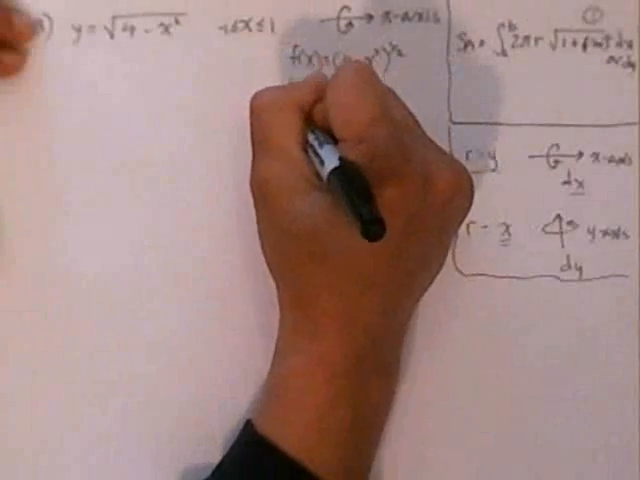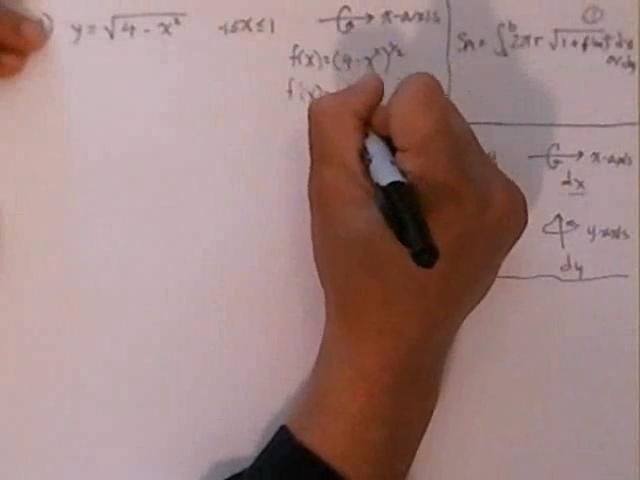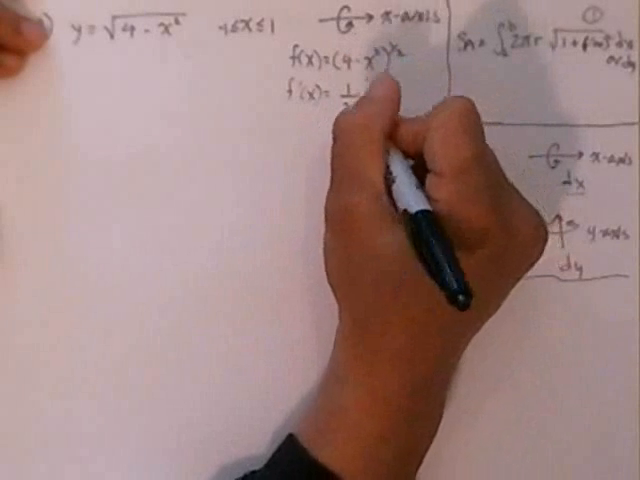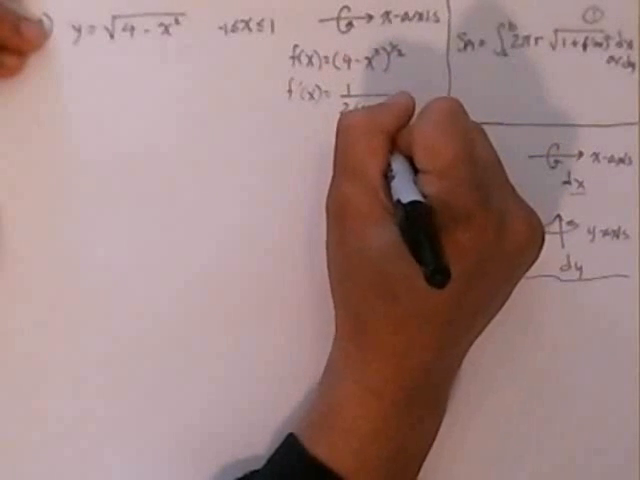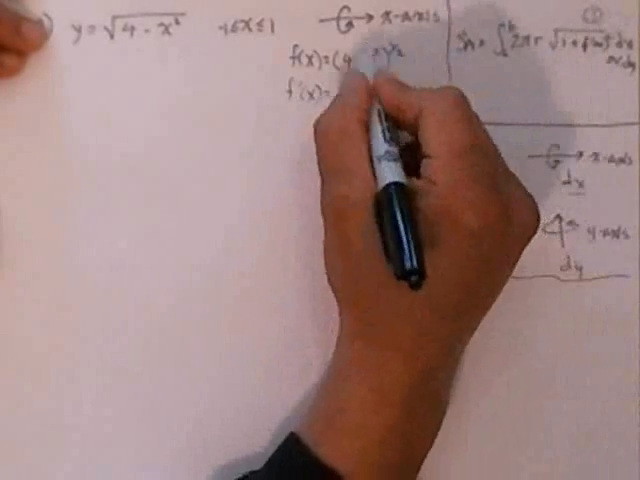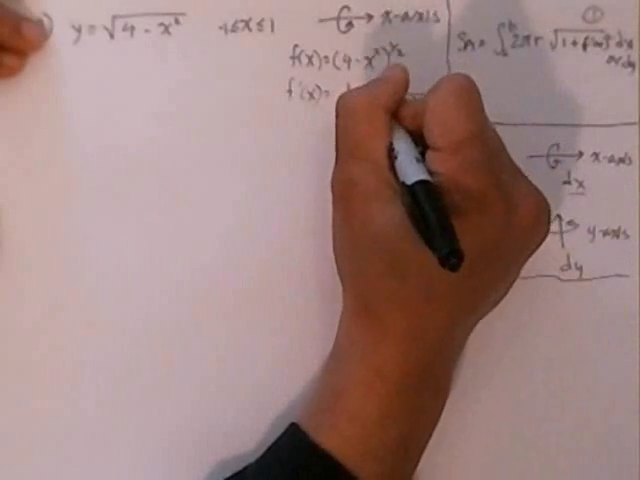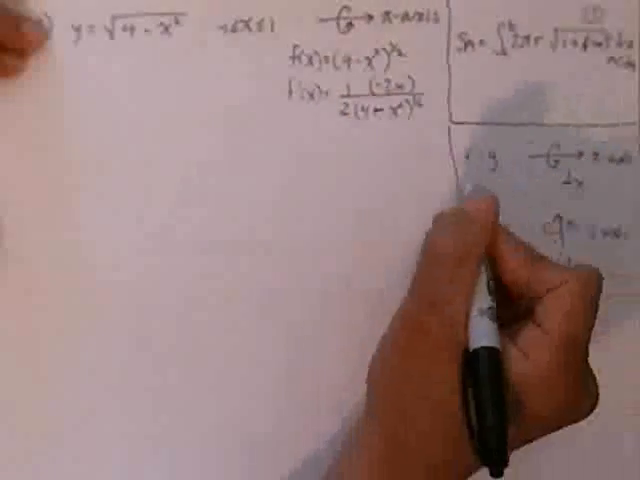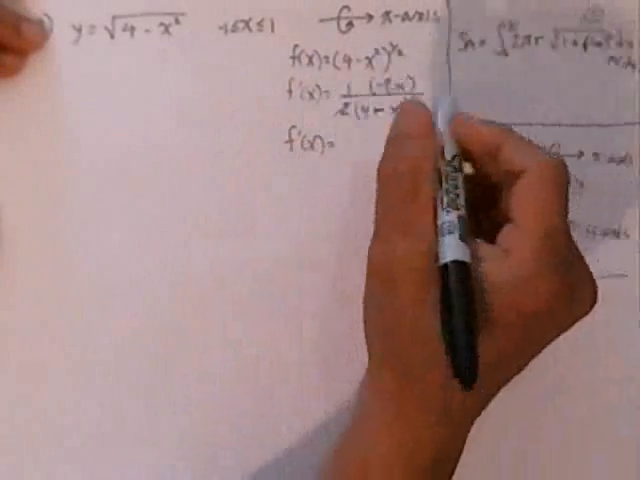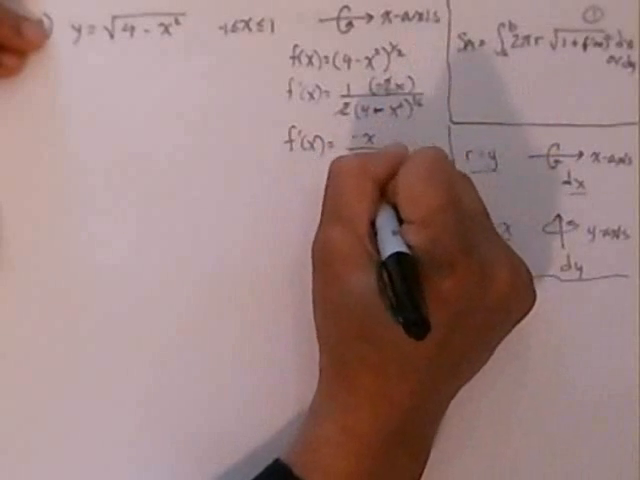So what's f prime of x? F prime of x, using the power rule, we bring the 1/2 on down. 1/2 minus 1 gives it -1/2, same thing as 4 minus x squared to the 1/2 in the denominator, multiplied by the chain rule. The derivative of minus x squared is going to be -2x. Notice that it cancels with that. So f prime of x is equal to -x all over the square root of 4 minus x squared.